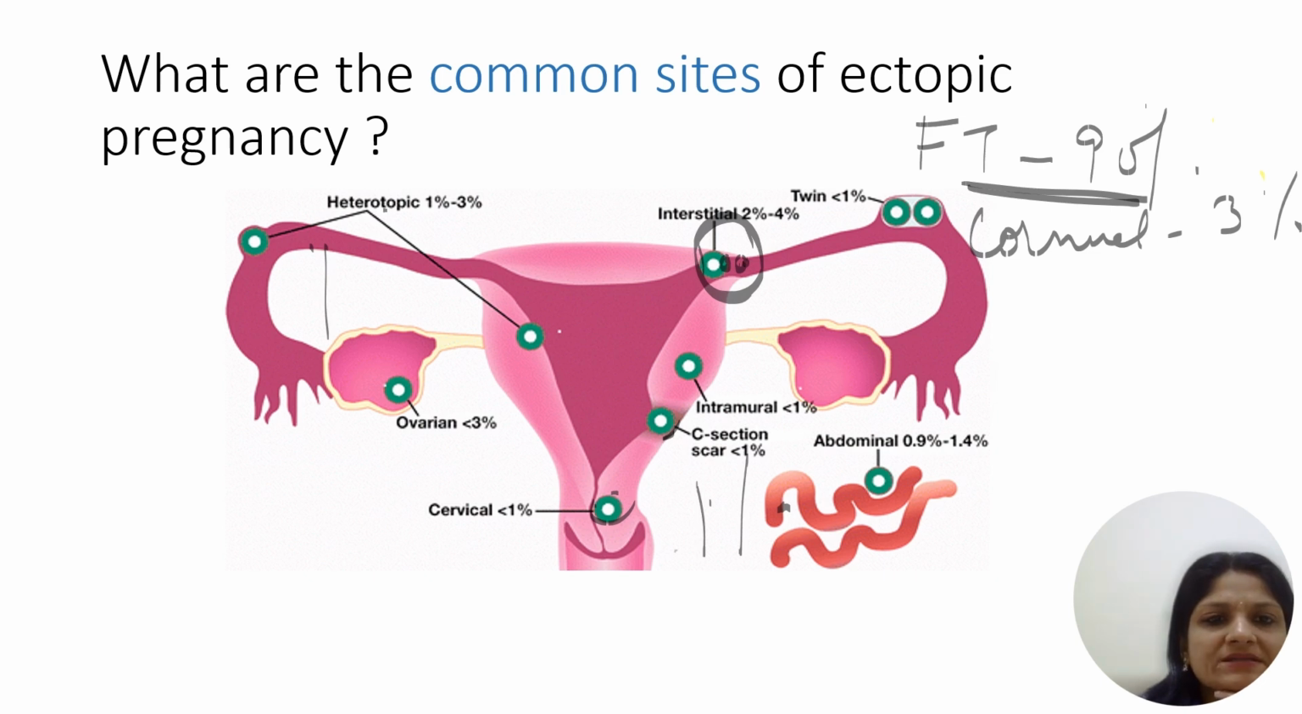And heterotopic pregnancies are those pregnancies which have two sites. Like one pregnancy can be a normal intrauterine pregnancy occurring in the endometrial cavity, and the other pregnancy lying in the tube. So both these sites will make a heterotopic pregnancy. And where is it commonly seen? These heterotopic pregnancies are commonly seen in IVF pregnancies.